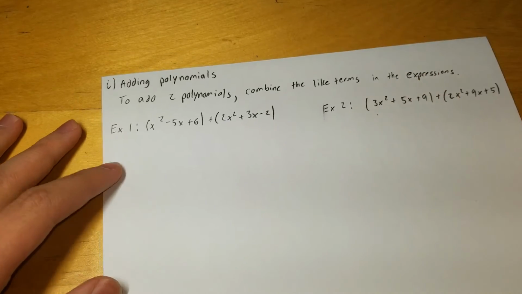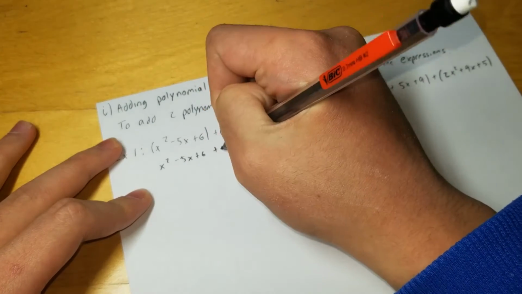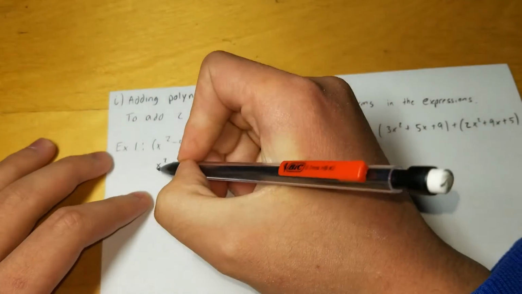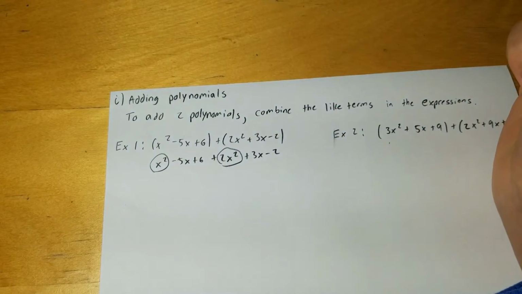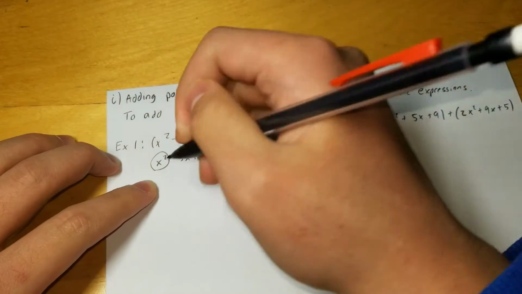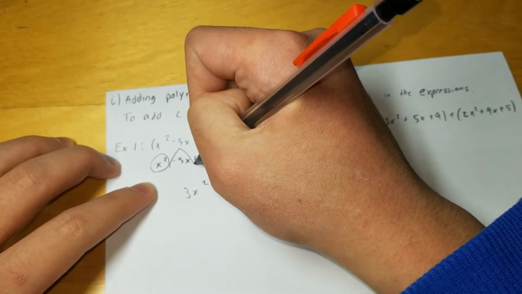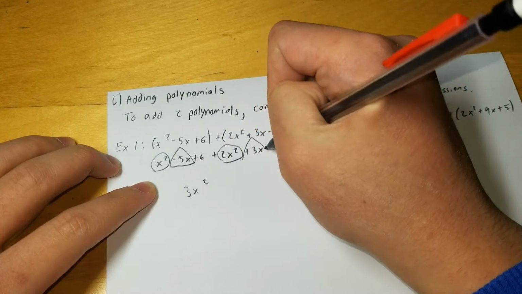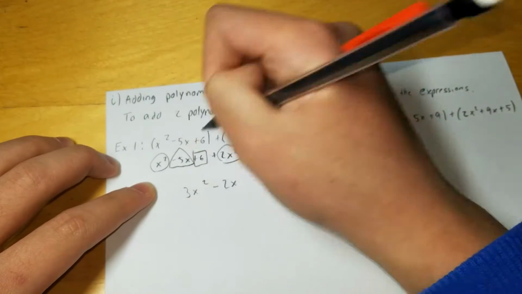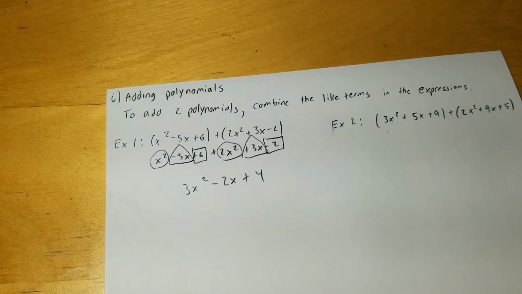Okay, now that you're done, I usually like to rewrite these without the parentheses. It's just a personal preference. You know how to do this. And then you see how these are like terms. I'll be using different shapes for like terms if it makes it easier for you guys. So x squared plus 2x squared, 3x squared. And then triangle for this one. So negative 5x plus 3x, that'd be negative 2x, and then a square. Positive 6, negative 2, plus 4. So that would be your final answer.